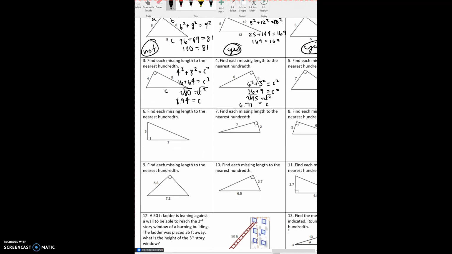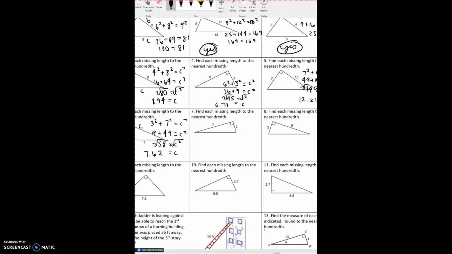Number 6. Again, we're searching for the hypotenuse. C equals 7.62. We are looking for the hypotenuse yet again. Square root. 7.28 equals c. So I could circle these.